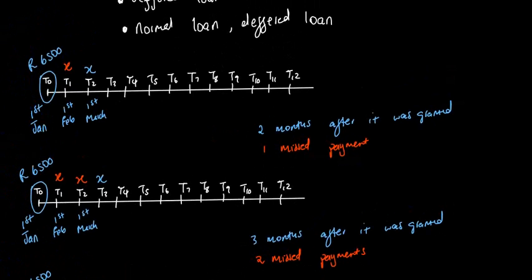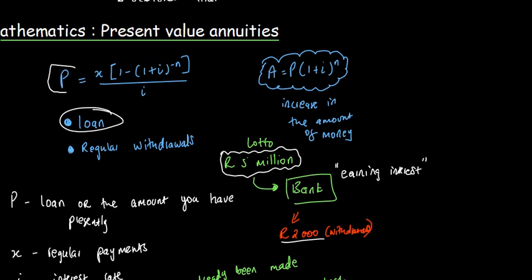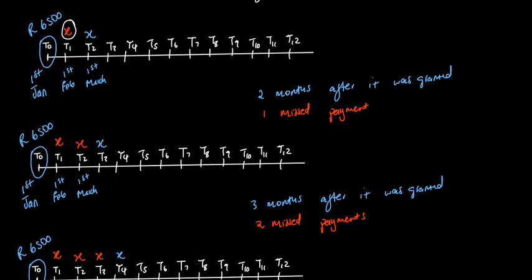Let's say the loan you were given was 6,500, and then you missed 1 payment. When you start paying here, you must understand that the loan is no longer going to be 6,500. Your P is no longer going to be 6,500 when you use the present value formula, but now your P will be an increased value. So you would have to increase that loan by a month.